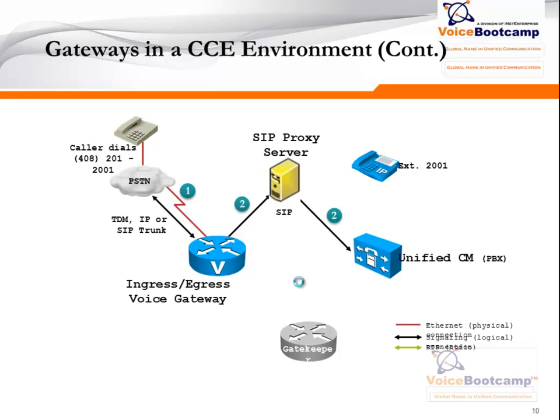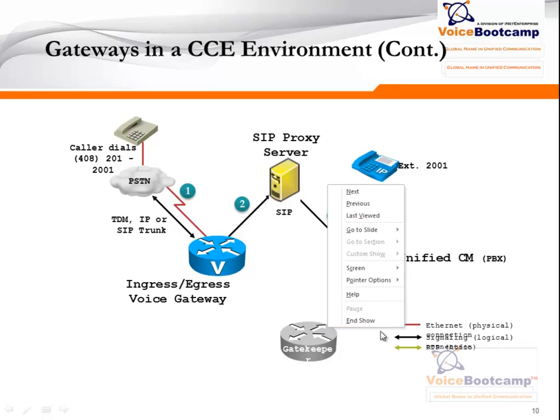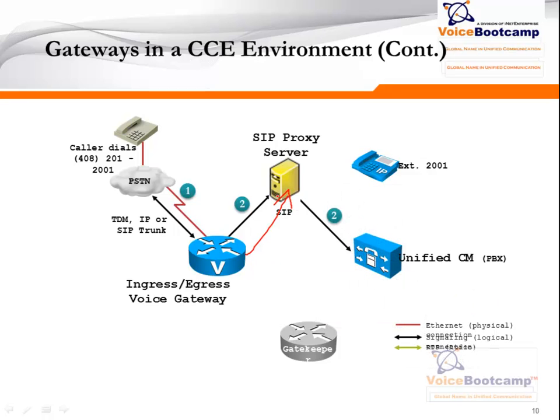So if you take a look at another scenario where the call is actually going through a SIP proxy server as opposed to call manager. The step is the ingress gateway will first send the calls to the proxy. The proxy does its own job and sends the calls to the call manager, and then call manager will ultimately send the calls to the destination.